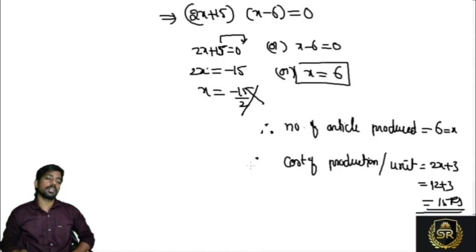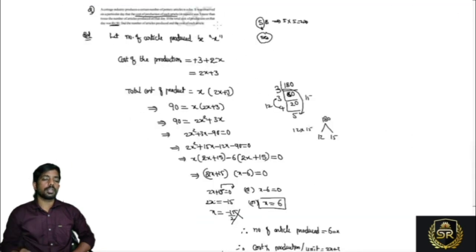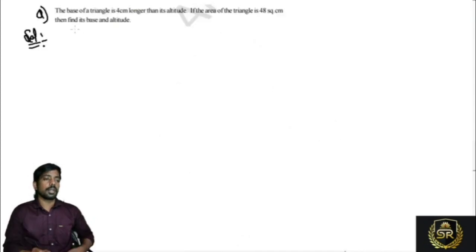That's all. Therefore this is the solution. Okay, clear? This is the procedure, and this is the way of solving the solution. Clear? Done. Here the base of the triangle is 4 centimeters longer than its altitude.